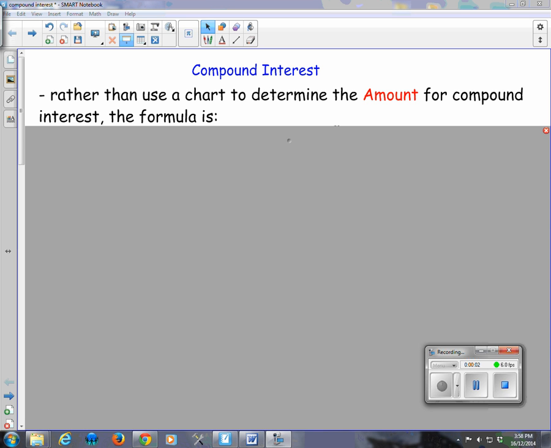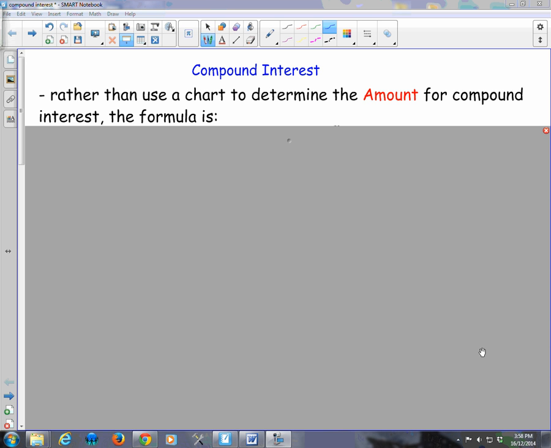Unit 5, Lesson 3. So we're going to take another look at compound interest. There's a little typo on your note. Make sure you fix your typo. Rather than use a chart, it says a formula. Rather than use a chart, change that from formula to chart.